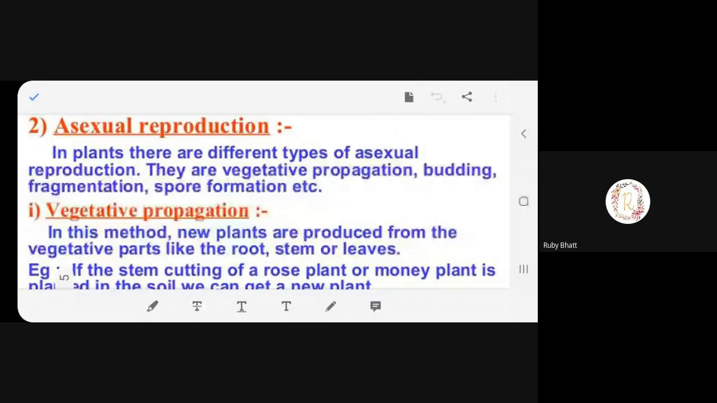Asexual reproduction. First is vegetative propagation. That means we are taking stem, leaves, roots, and we get a new plant out of it. Then we talk about budding. Third is fragmentation. And fourth is spore formation.